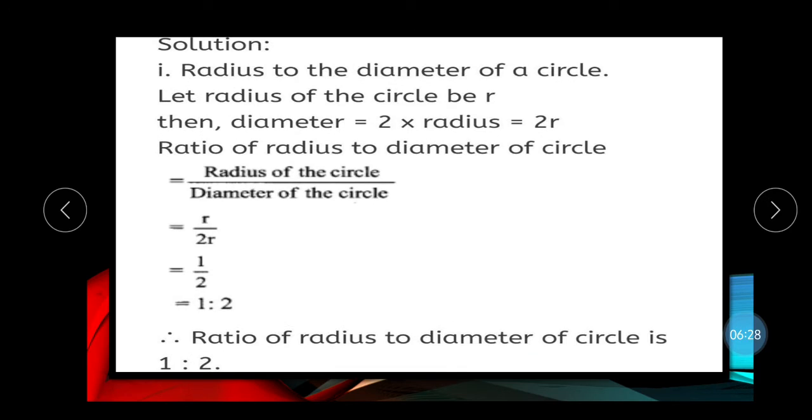First question, the ratio of the radius to the diameter of the circle. Let the radius of the circle be r and the diameter is 2 into radius, so 2r. Ratio of radius to diameter of circle is equal to radius of circle upon diameter of circle. Substituting the values, we get r upon 2r. R gets cancelled. What remains is 1 upon 2, that is 1 is to 2. Final answer: therefore, the ratio of the radius to the diameter of the circle is 1 is to 2.